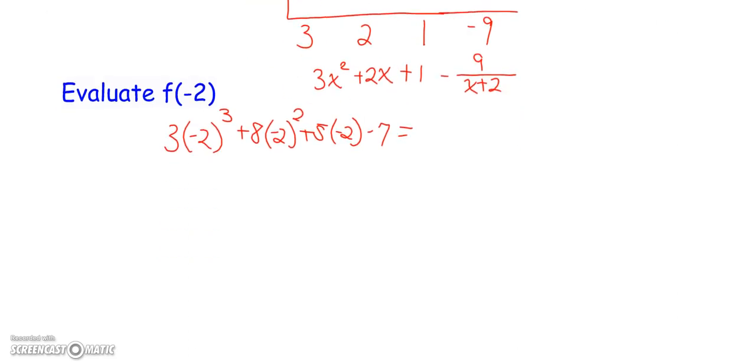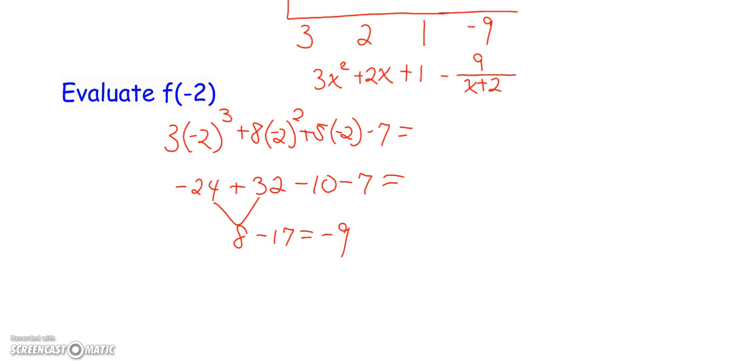So negative 2 cubed is negative 8 times 3, negative 24. Negative 2 squared is 4 times 8, going to be 32, minus 10, minus 7. We total all this up. Well, these first two are 8, and then it's minus 17. That's going to be a total of negative 9.